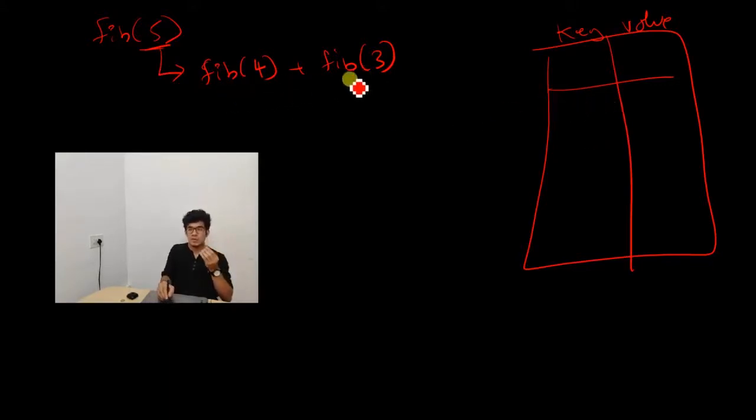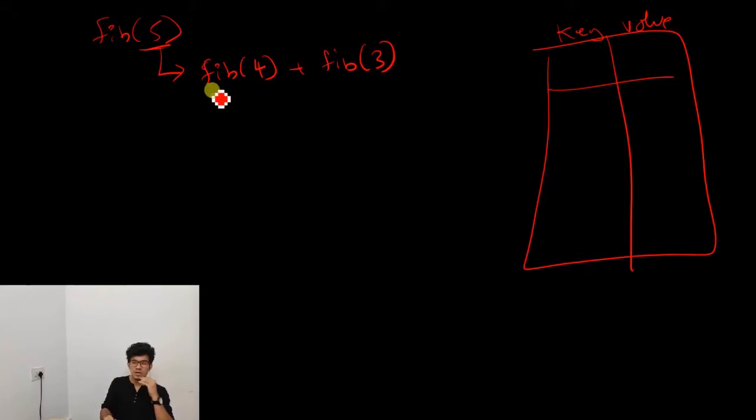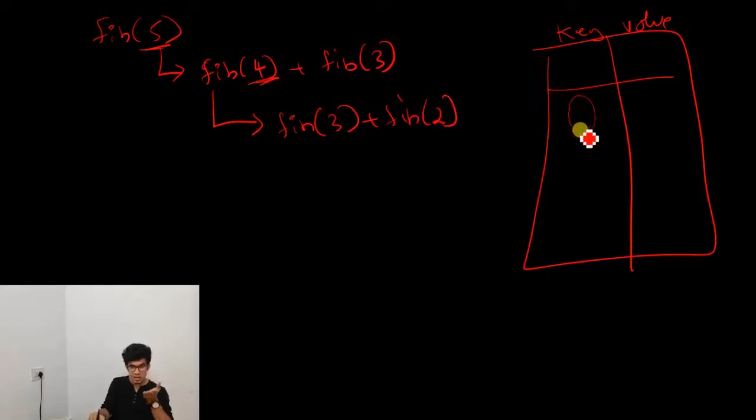So fib of 4 plus fib of 3. But what is fib of 4? Fib of 4 is nothing but fib of 3 plus fib of 2. Is fib 4 already calculated? No, for the first time 4 is coming, it is not calculated. So we are asking fib of 3 plus fib of 2. If I expand fib of 3, it is nothing but fib of 2 plus fib of 1.